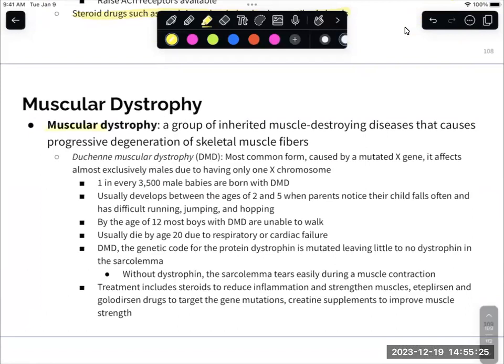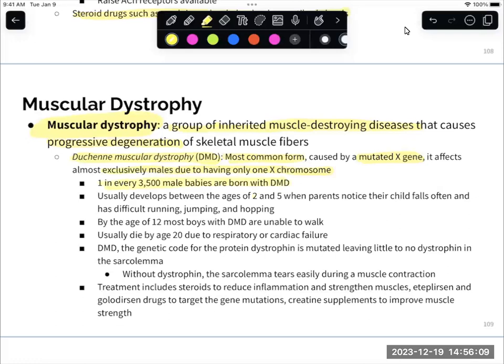Muscular dystrophy. It's a group of disorders. There's many different types. And again, they're inherited, and it's where your muscles are being destroyed, and it's a progressive degeneration. Duchenne's muscular dystrophy, it's the most common, and it's the saddest type. It's caused by a mutation on the X gene, which means it affects almost exclusively males, since they have one X chromosome. 1 in 3,000 or 3,500 male babies are usually born with Duchenne's muscular dystrophy.